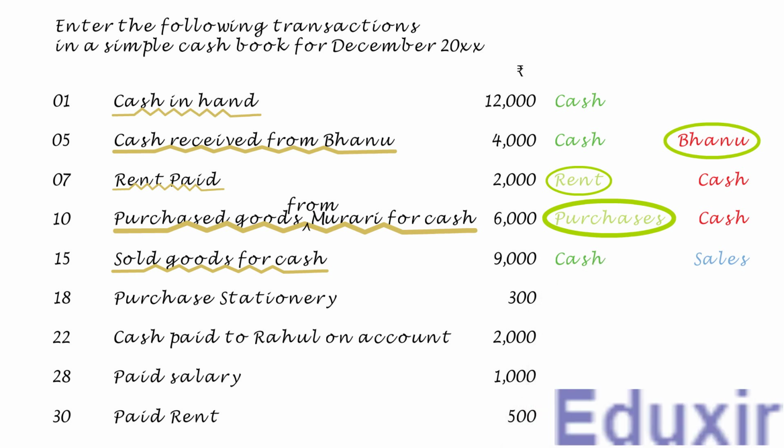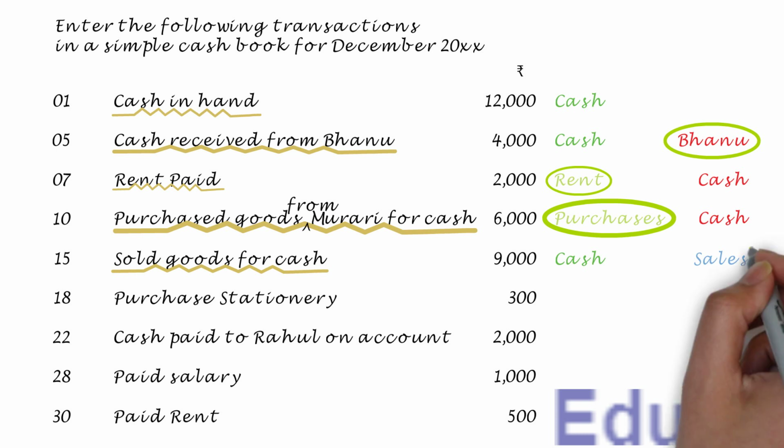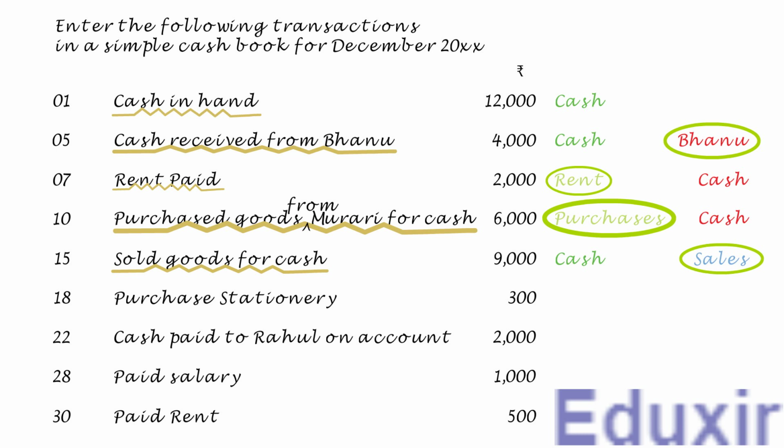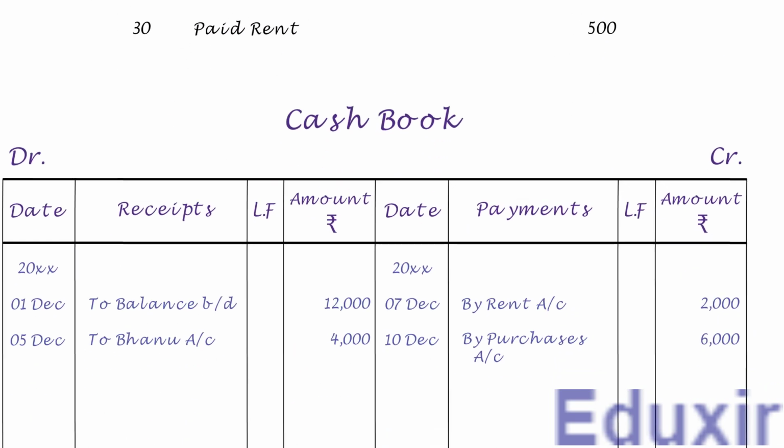In this transaction, as you can see, the cash is on the debit side. So it needs to be posted on the debit side of the cash book. Note that the particulars that need to be posted in the receipts column of the cash book is sales account. With this analysis at our disposal, let us proceed with the posting of this transaction on the debit side of the cash book. Let us first record the date.